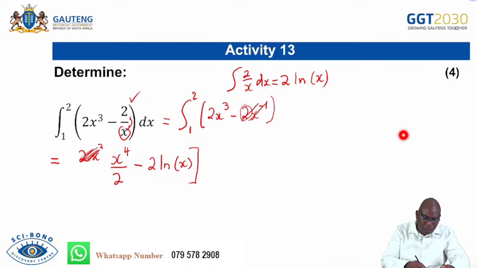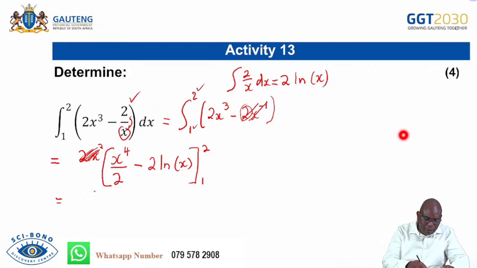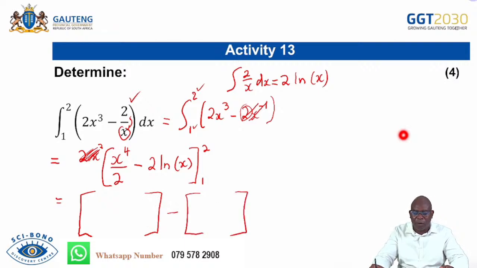But now, remember, I have boundaries here. It's 2 and 1. Now, how am I going to substitute this? First of all, I must substitute by 2, then I substitute by 1. So I'm going to have my boundaries, then minus the other one. I'm going to prefer writing it like this now. Okay, so now first I'm going to substitute by 2.